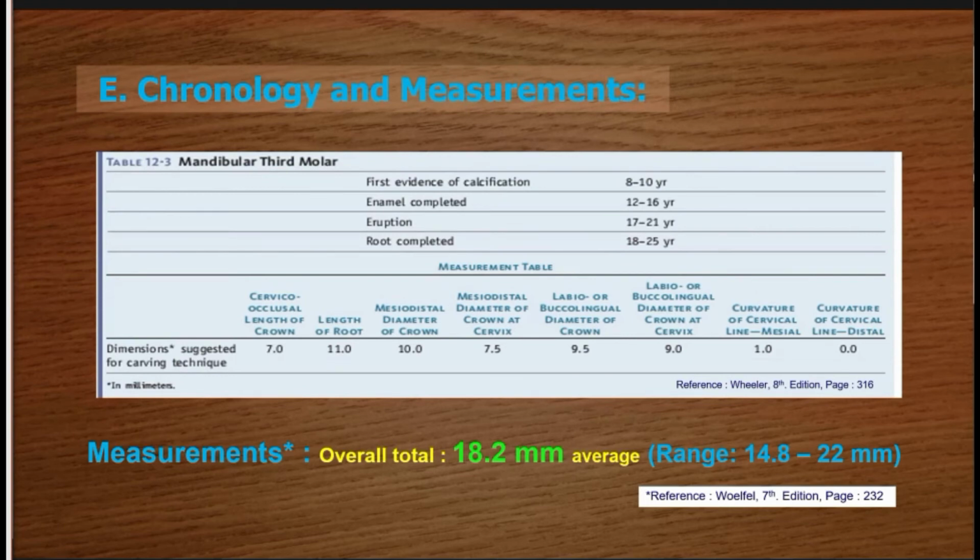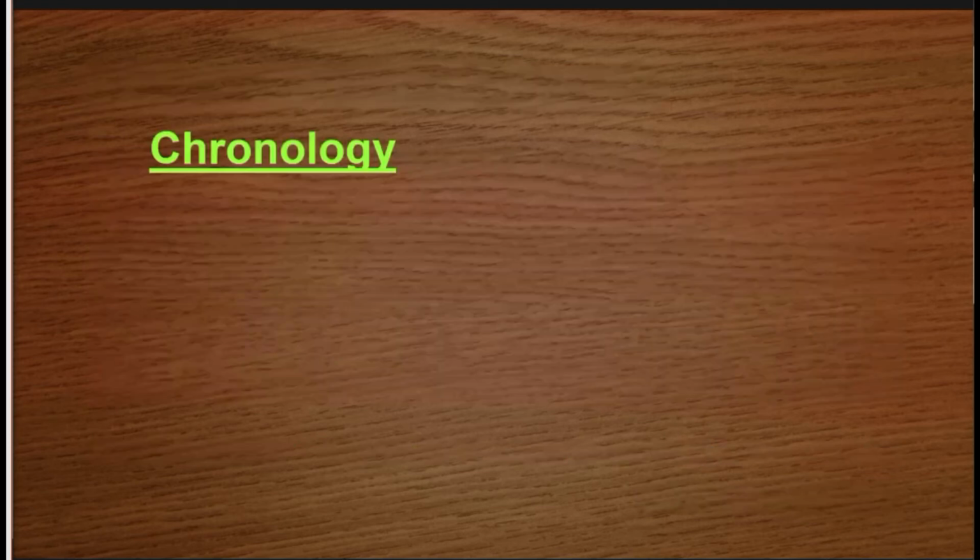Dimension 7, 11, 10, 7.5, 9.5, 9, 1 and 1. Overall total length usually 18.2 millimeter average, ranging from 14 to 22 millimeters. So there is a variation. It has the same number of surfaces, 5 surfaces: buccal, mesial, palatal or lingual, distal, and occlusal.